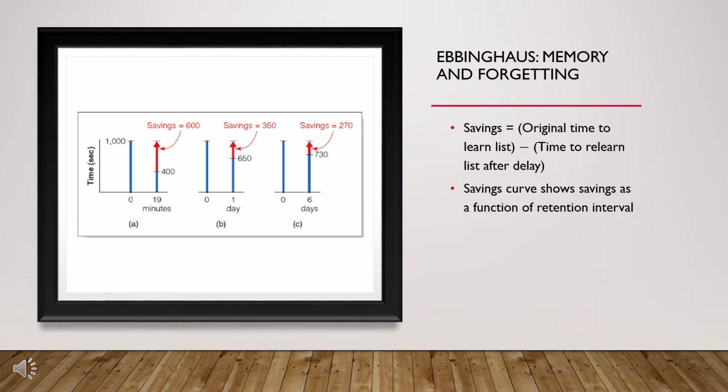The red arrows indicate the savings score for each delay, and you'll want to notice that the savings decrease for longer delays. This decrease in savings provides a measure of forgetting. So savings is how much faster material is relearned later. He discovered that forgetting happens rapidly at first, and then it kind of levels out. This theory of his still influences a lot of the modern memory research that we have today.